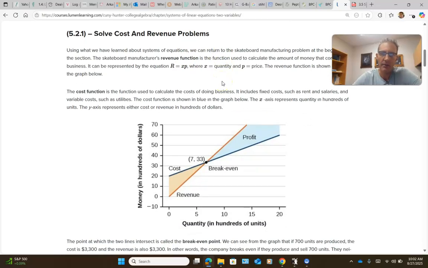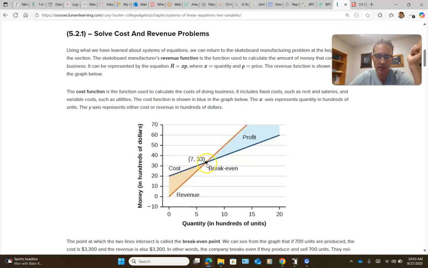And so what would happen here is you would have a cost function and you would have a revenue function. And then you could, well, we'll see this. One way to actually solve a system is by graphing each of those two linear equations. And so if you graph your cost function, it'll be this line. If you graph your revenue function, it'll be this line. And wherever they cross, that's where the solution is.